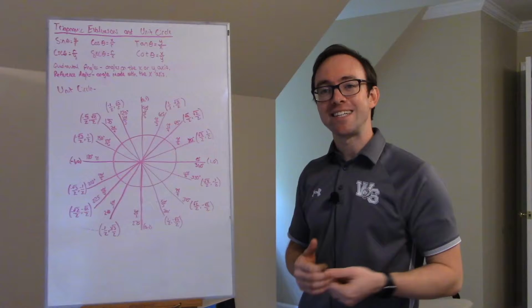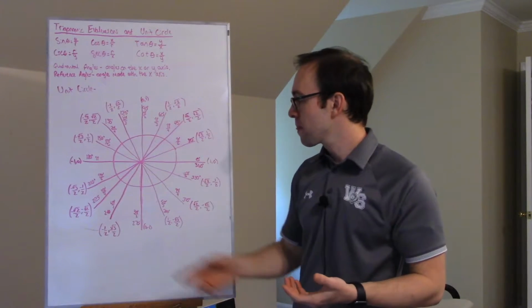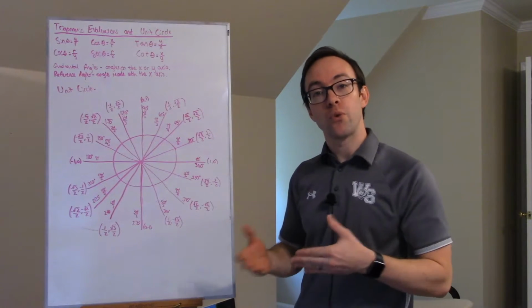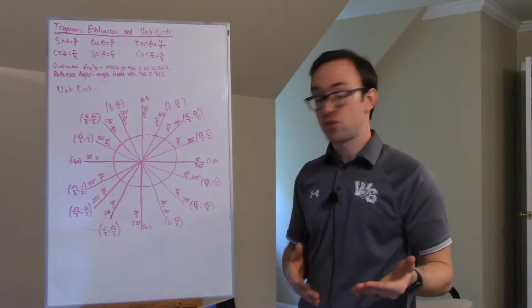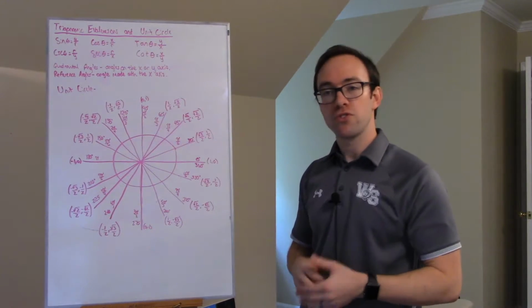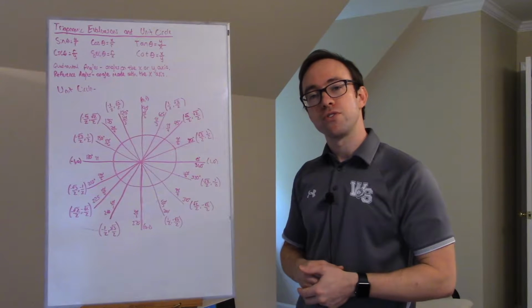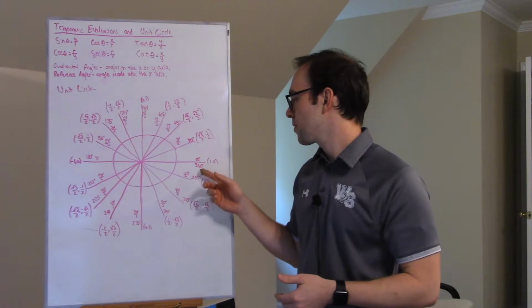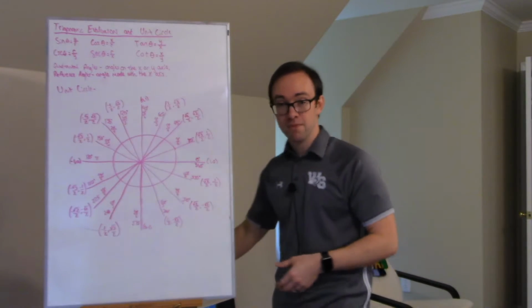210 is 7π over 6. 225 converts to 5π over 4. 240 converts to 4π over 3. 270 converts to 3π over 2. 300 converts to 5π over 3. 315 converts to 7π over 4. 330 converts to 11π over 6.